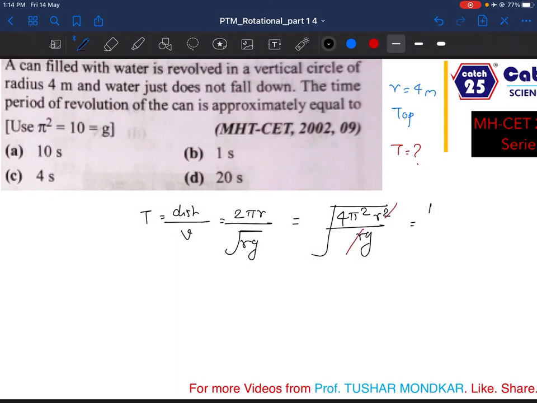We get 4 inside, pi square is approximately 10. The value of r is given as 4 and the value of g is 10. So as you can see, now the question becomes easy and the answer is 4 seconds. Let's move on to the next question.